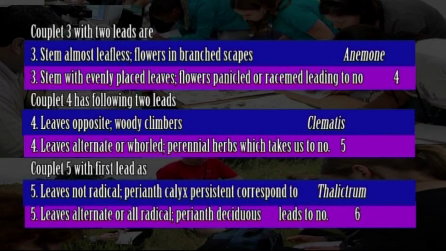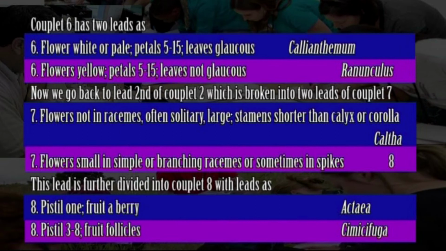Couplet 5 with the first lead, leaves not radical, perianth calyx persistent, identifies Thalictrum. Its second lead, leaves alternate or all radical, perianth deciduous, leads us to couplet 6. The sixth couplet starts with flowers white or pale, petals 5 to 15, leaves glaucous, which identifies Callianthemum, and the second lead is flowers yellow, petals 5, leaves not glaucous, which identifies Ranunculus.